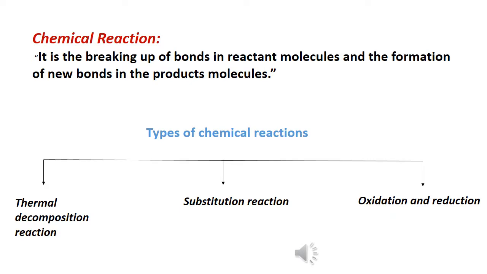We can define a chemical reaction as the breaking up of bonds in reactant molecules and formation of new bonds in the products' molecules. As we know from last year, reactant molecules are molecules that enter the reaction, while products are molecules that are produced from the reaction. We have three types of chemical reactions: thermal decomposition reaction, substitution reaction, and oxidation and reduction.